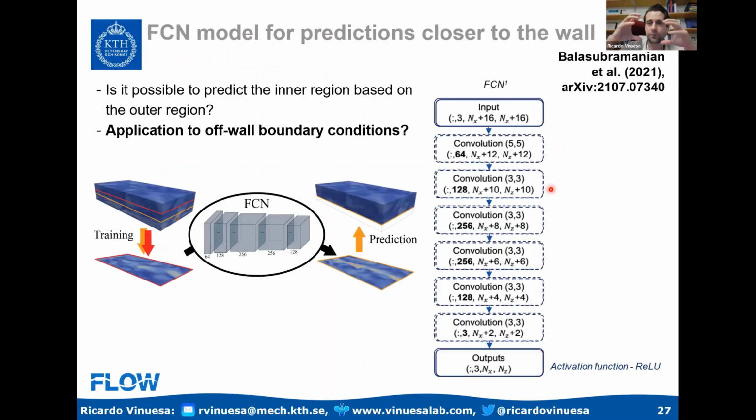The motivation of this comes from wall models. In principle, if I can replace all the near wall region by a boundary condition, then I will be able to significantly reduce the computational cost. And we use convolutional neural networks for this. All this work is in arXiv. This is work by Ari, also collaborating with my group, and all the details can be found in this arXiv paper.